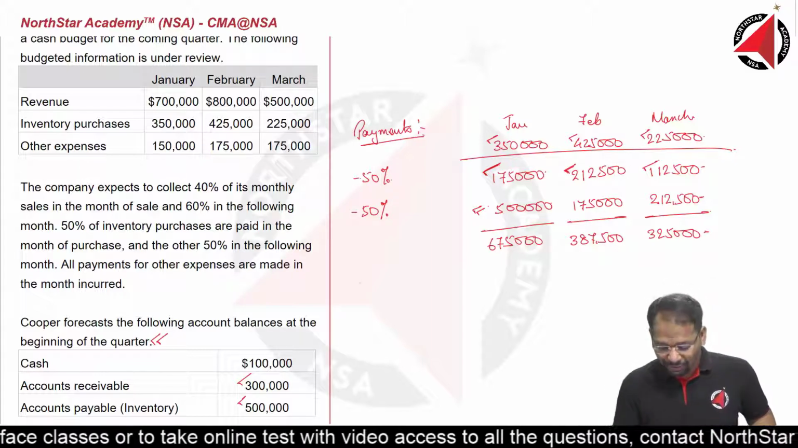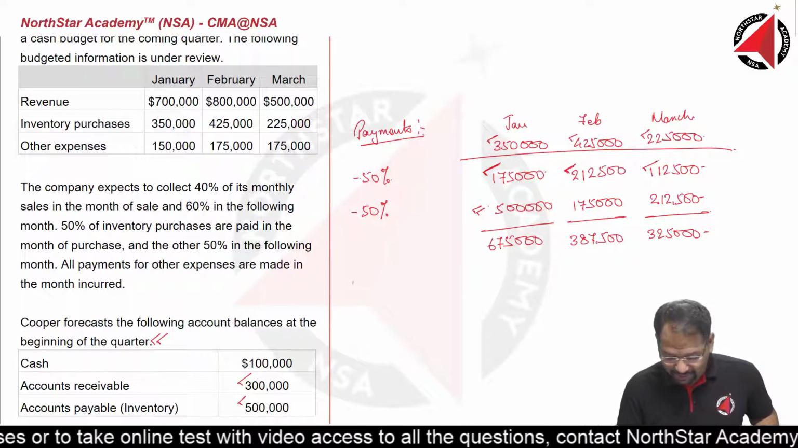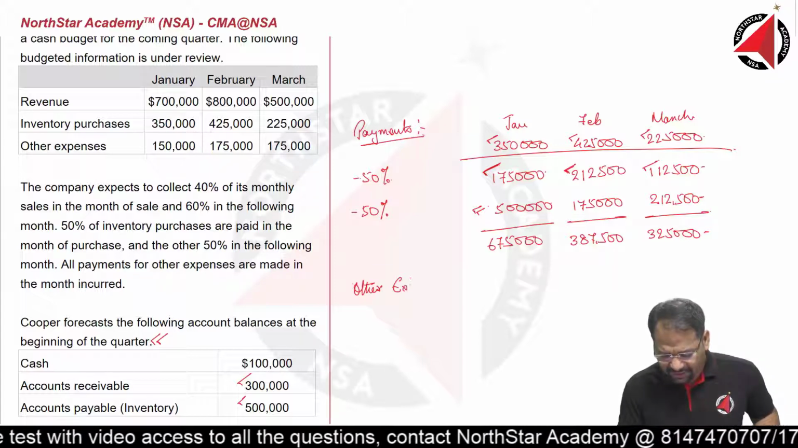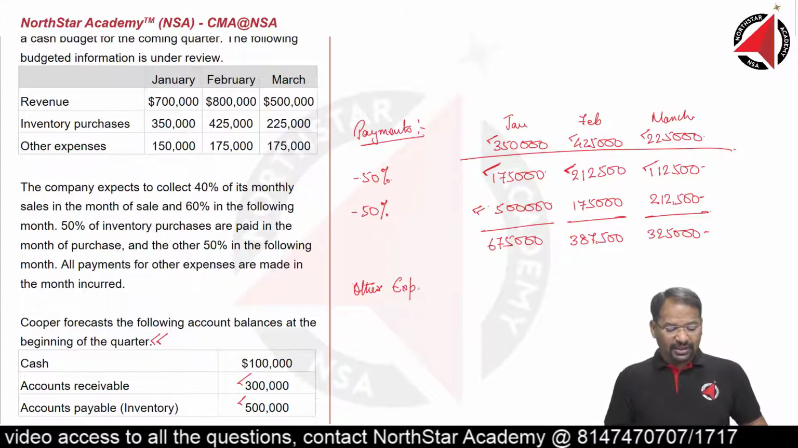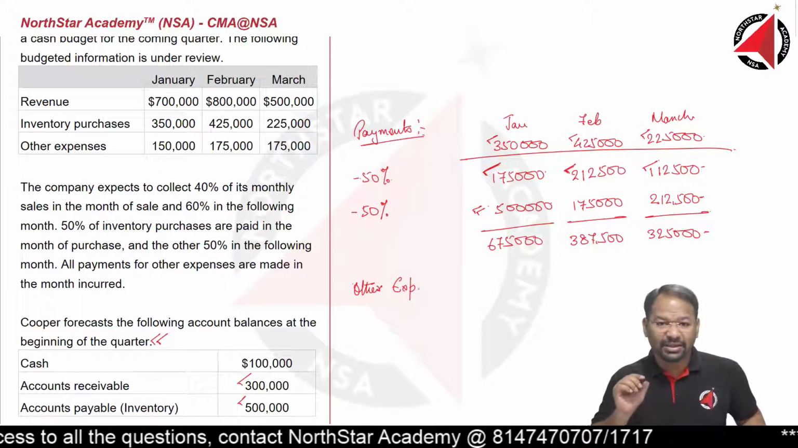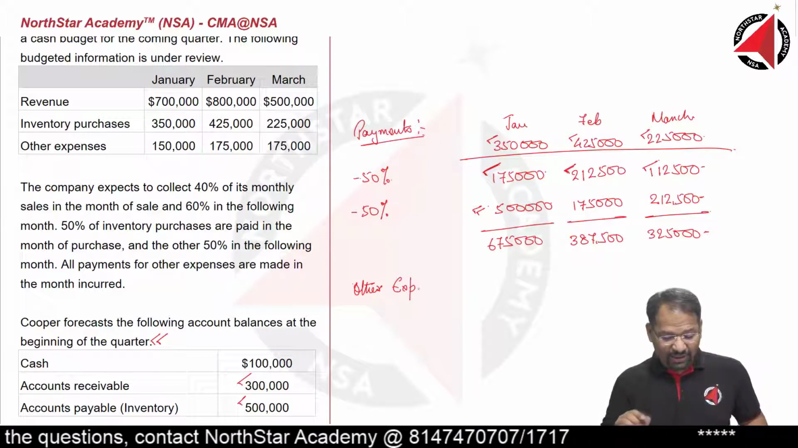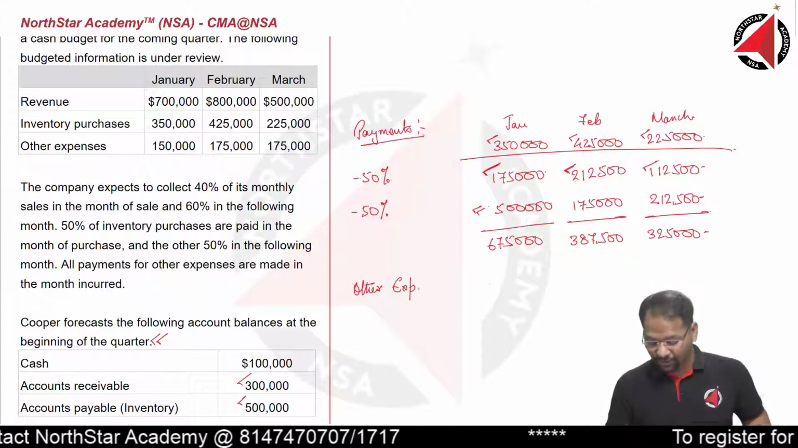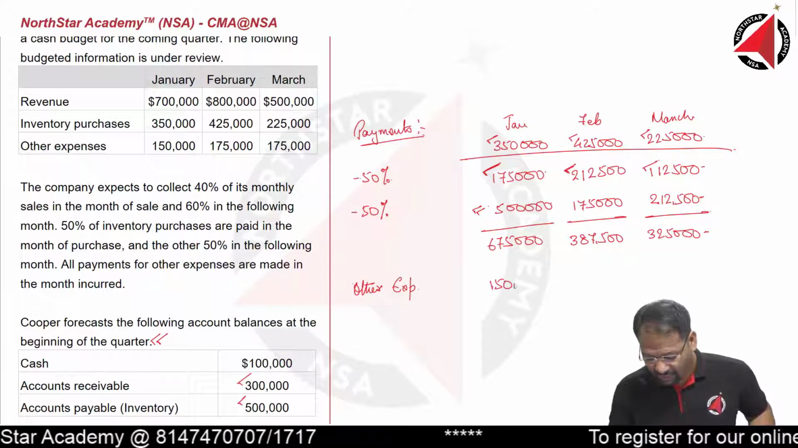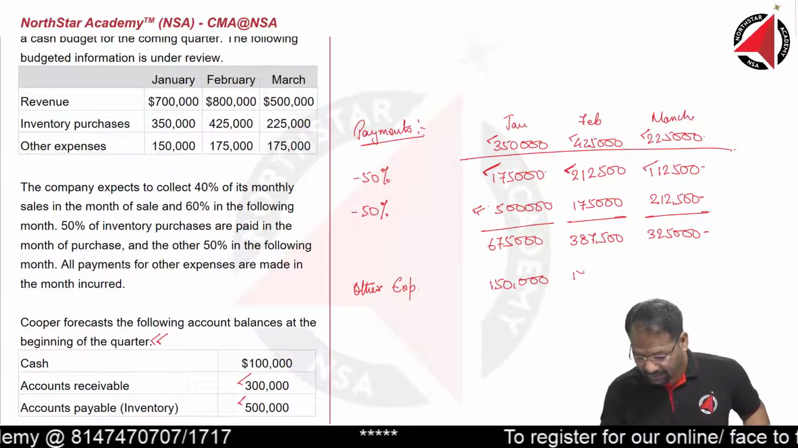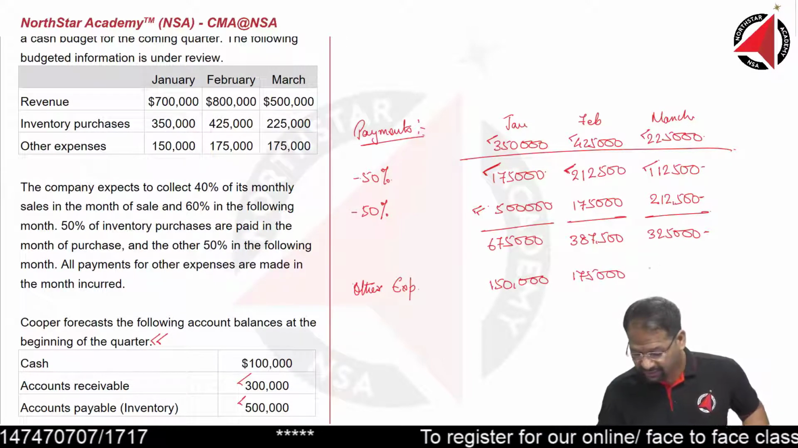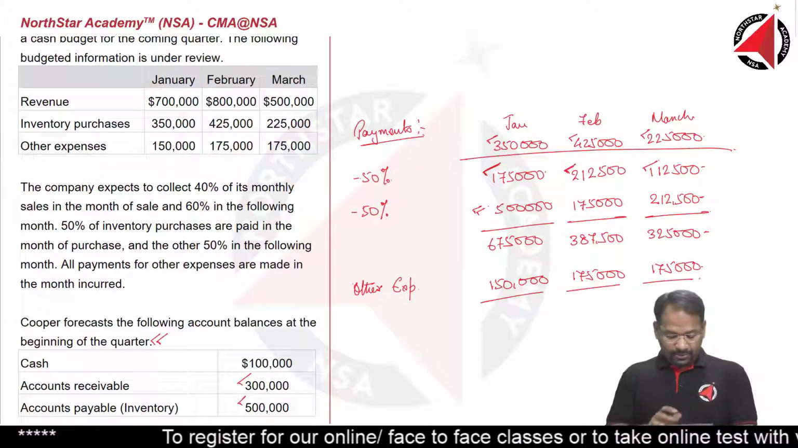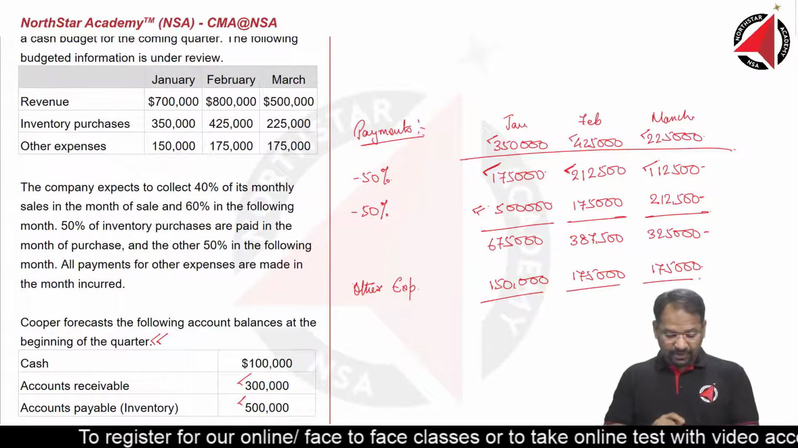Is that all that we have to make payments for? Answer is no. We also have to make payments for other expenses. In case of other expenses, it is mentioned in the question that other expenses are paid in that month itself. So how much are the other expenses? January, 150,000. And when is it paid? In the month of January only. So we can write directly 150,000, 175,000, and last one is also 175,000.